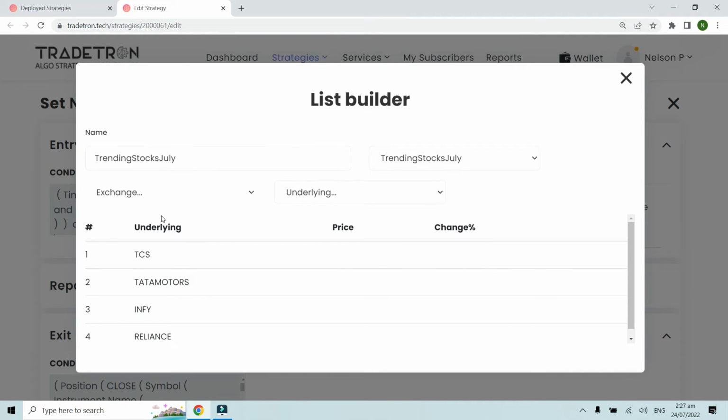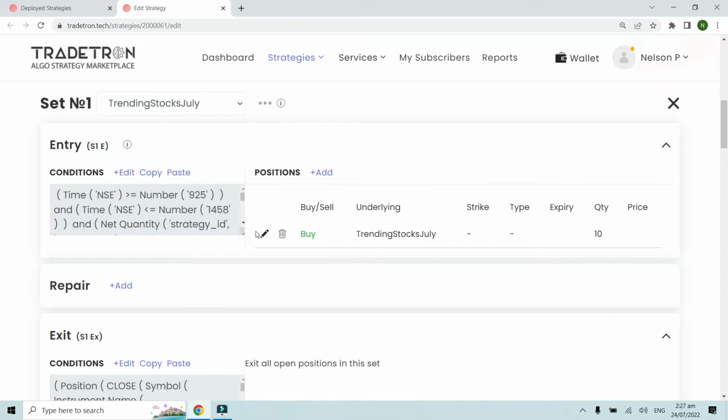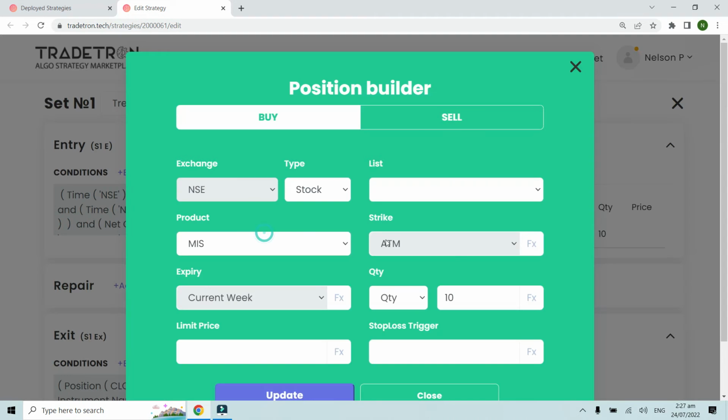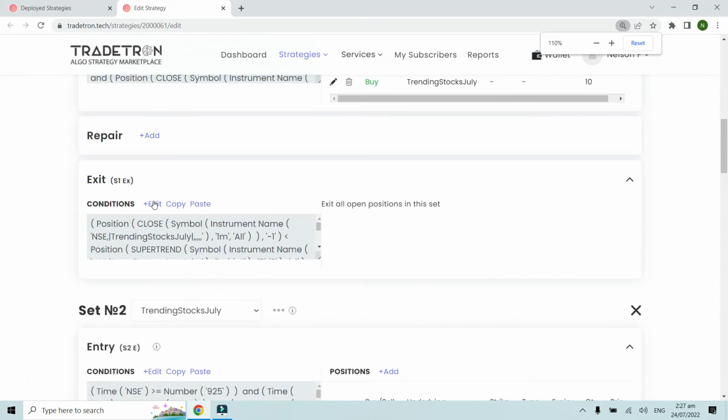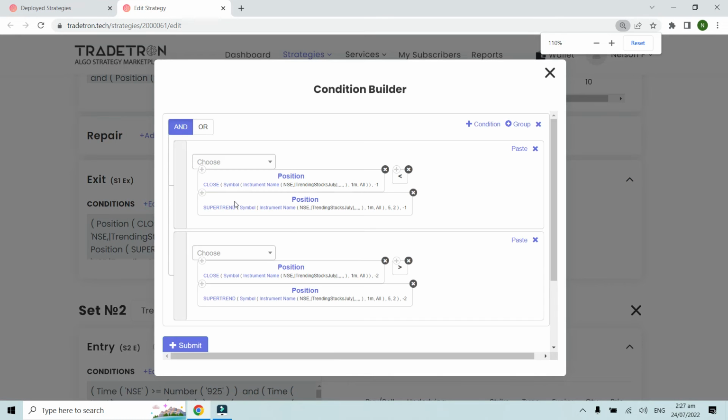So over here we have created a list of 4 stocks: TCS, Tata Motors, Infy and Reliance. What it will do is it will buy 10 shares of each, right? 10 shares of Reliance, Infy, TCS, etc. All right, and we will see the set 1 exit condition also, that it is basically a downside crossover.